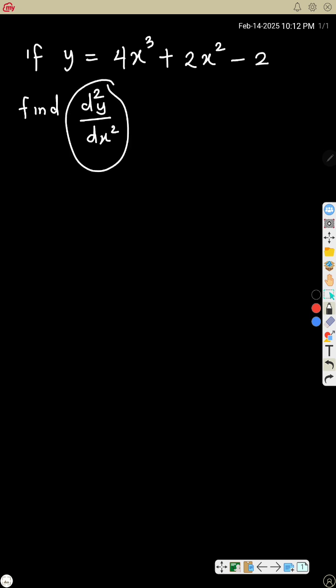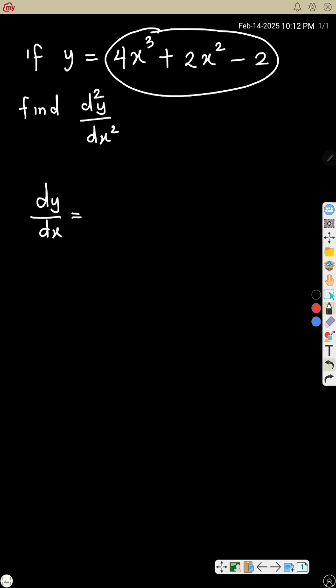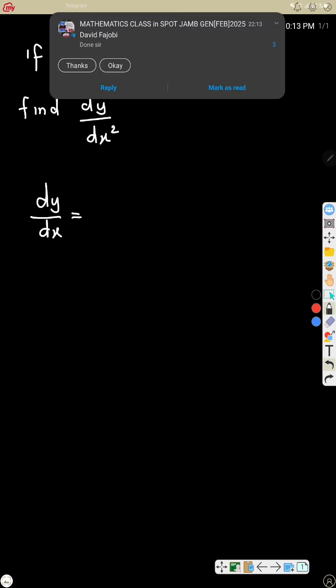It means you should differentiate 2 times. So the ones we have been doing since is differentiating just once, but this one will differentiate 2 times. That means to solve this, we'll first do the dy over dx. That is, we'll differentiate this normally, the way we have learned differentiation.